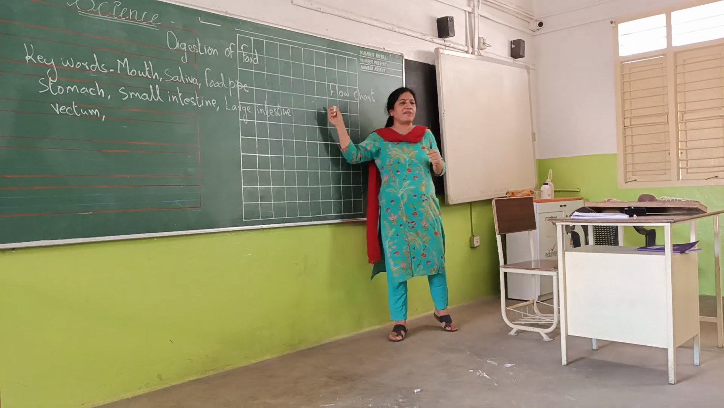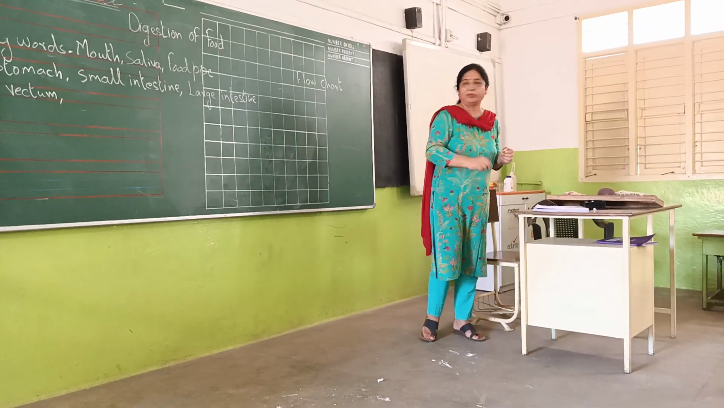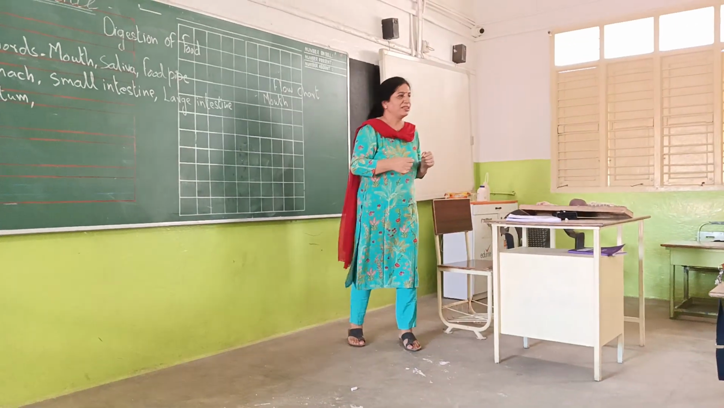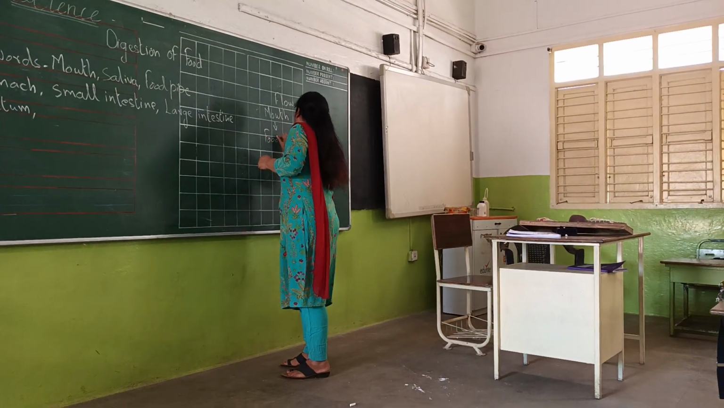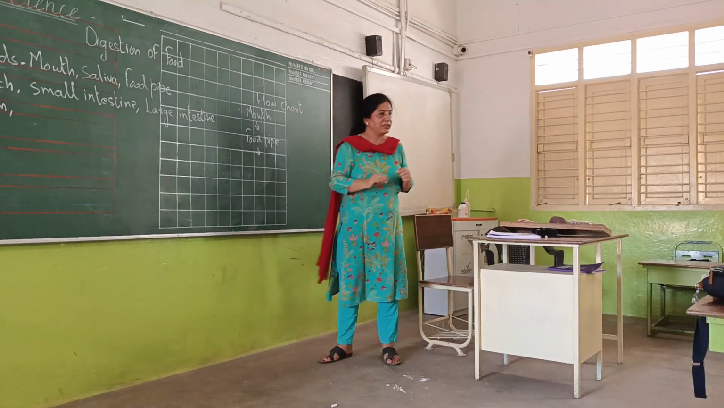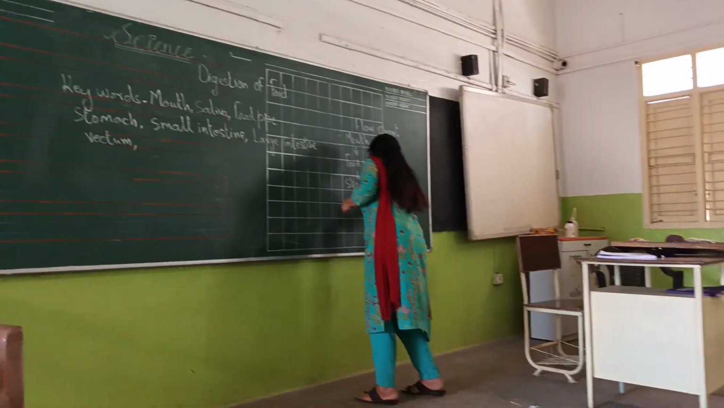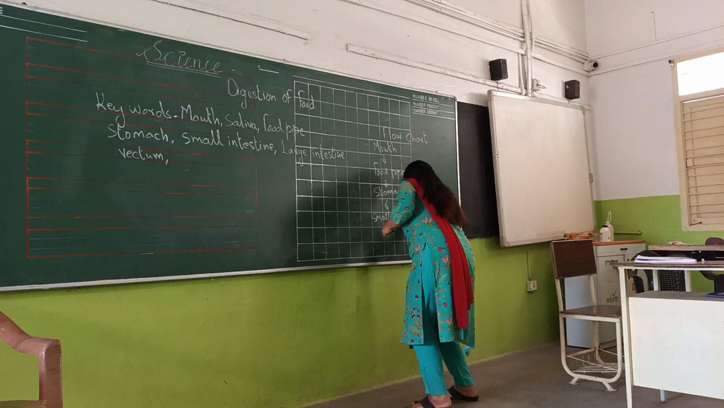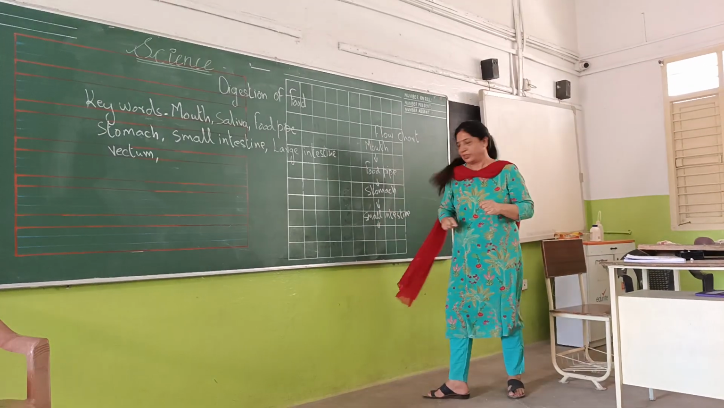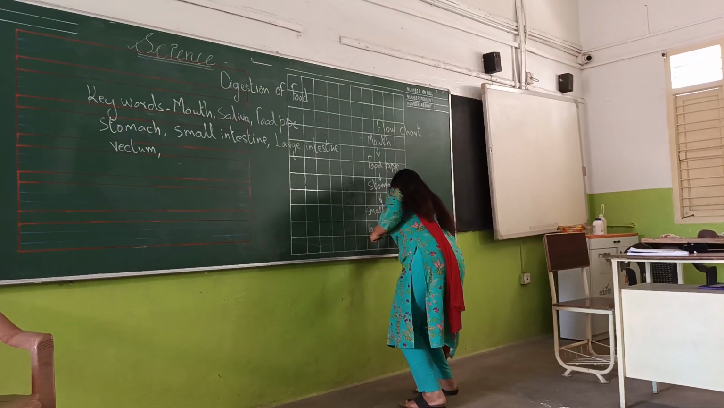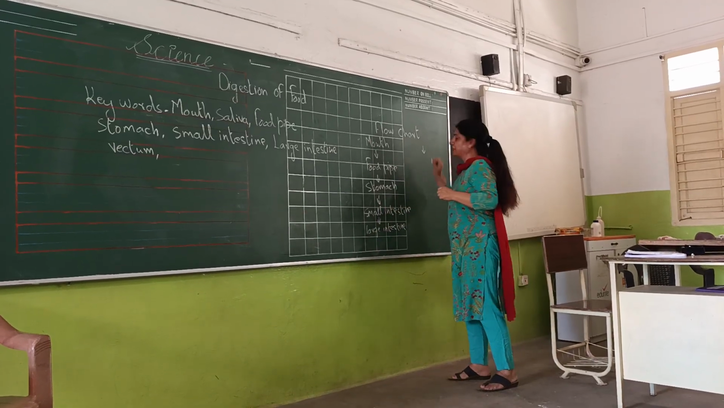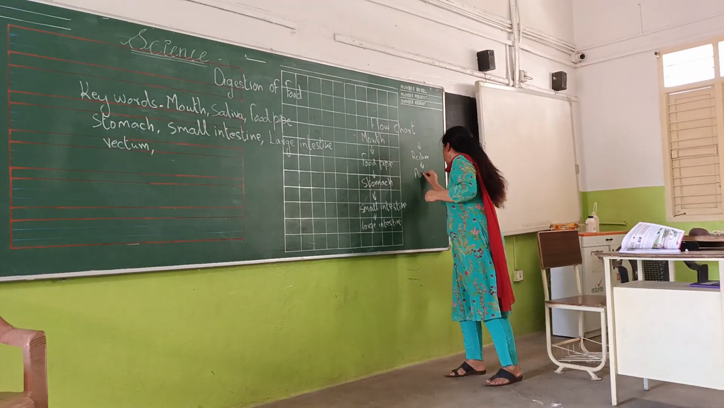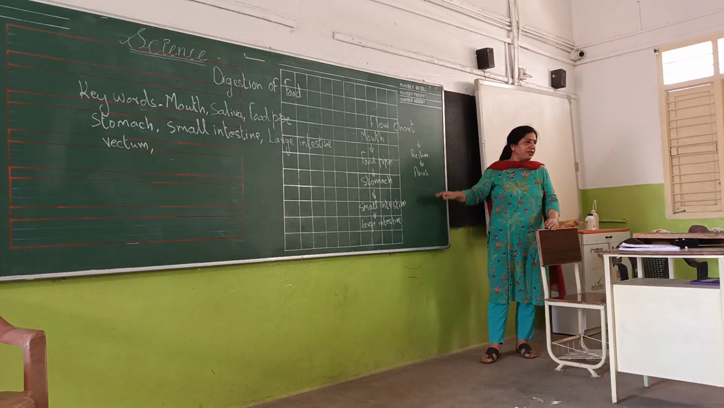Now, can anyone come and do this flow chart? What is the first? First it will come out. Very good. Then after that, saliva inside your mouth. Food pipe. Next, stomach. Small intestine. Next, large intestine. Next, rectum. Next, anus. So this is the flow chart for the process of digestion. Okay.